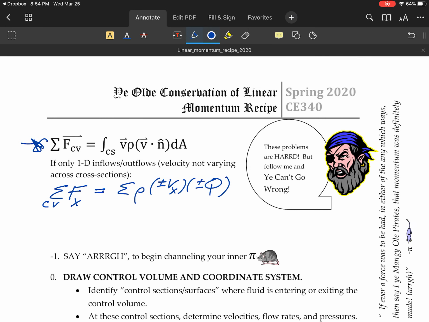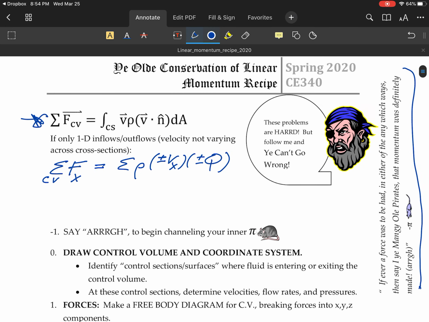And basically you want to remember what that's talking about, right? It's talking about what we learned with the conservation of linear momentum. Basically says, if ever the force was to be had in any of the ever which ways, then say I, ye mangy old pirates, that momentum was definitely made.